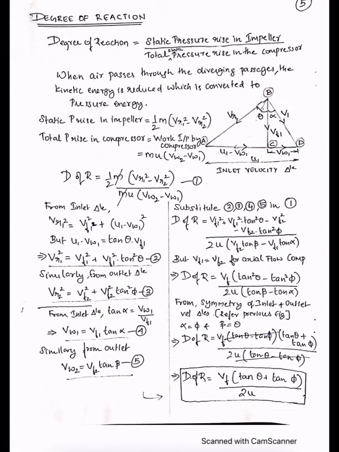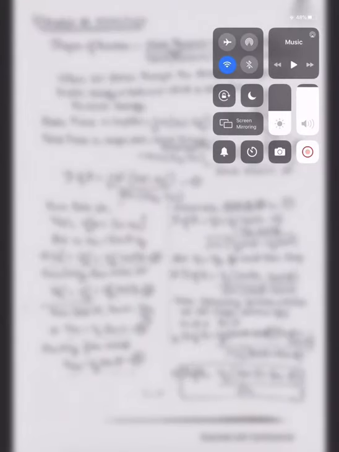So degree of reaction is the ratio of static pressure rise in the impeller divided by total static pressure rise in the compressor. Clear? Now what we'll do is we'll find the expression for static pressure rise, total static pressure rise, and we'll modify the final equation slightly using the velocity diagrams.